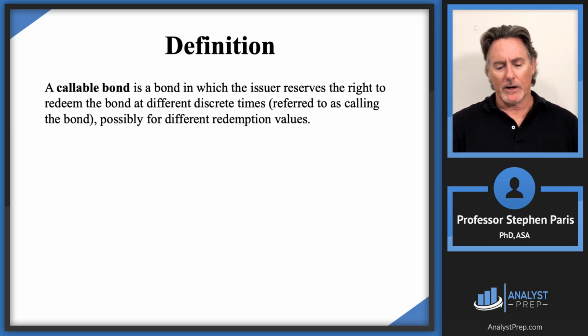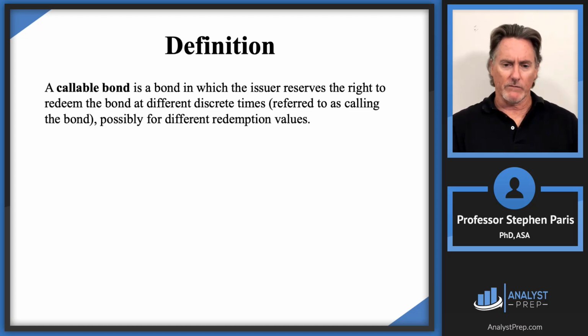Well, a callable bond is one in which the issuer of the bond has set certain dates at which they might call the bond. It's possible they will call the bond at this date, or maybe another date, or maybe another date in the future, these discrete time periods. And maybe they'll call it for different amounts. They'll redeem it at the first date for one amount, at the second date for a second amount, and at a third date for a third amount.